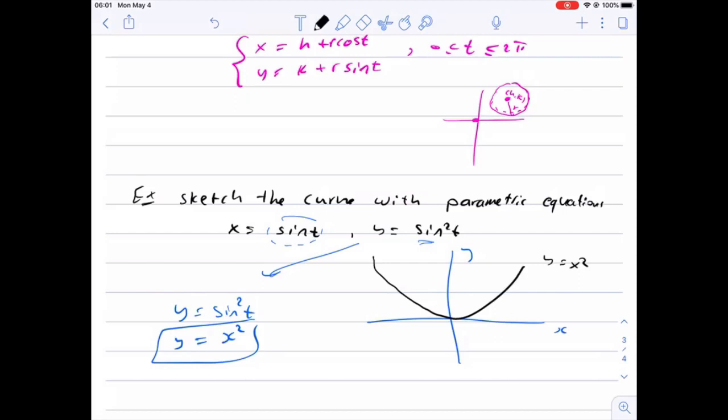Now the direction is determined by some points. For example, the direction is the same. I mean, you can start from right to left or from left to right. So from here, this is the direction, and from here, this is the direction.